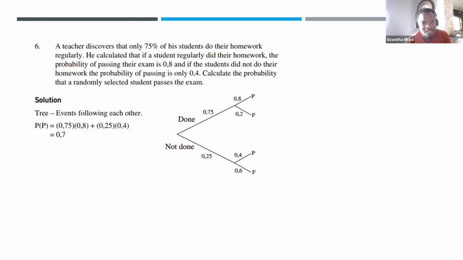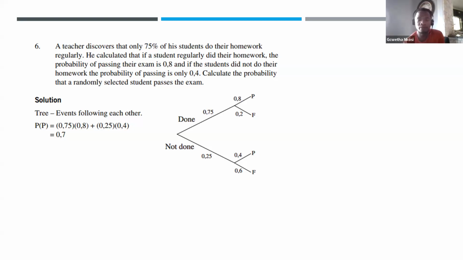Calculate the probability that a randomly selected student passes the exam. Okay, number 1, the first branch or leg should be: you do your homework or you don't. That is why we have done and not done. So for doing, it's 0.75. For not doing, it's 1 minus 0.75, which is 0.25.